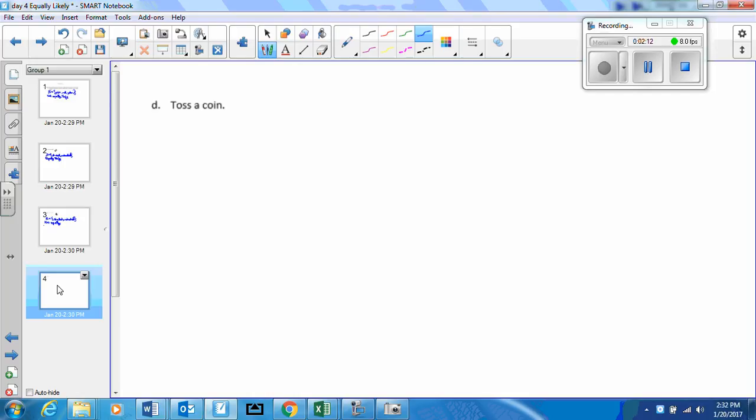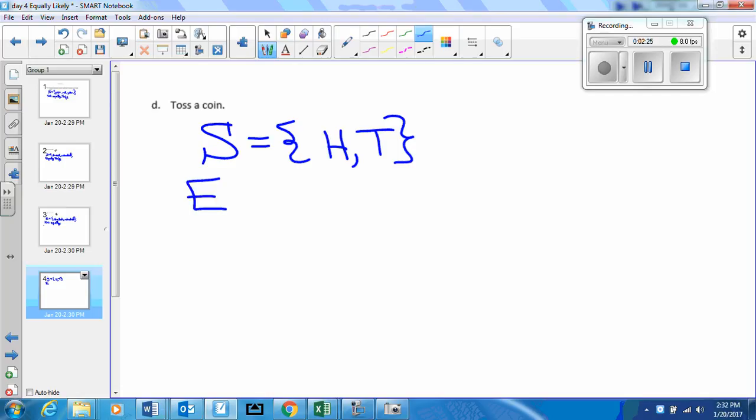Looking at part D, tossing a coin. Our sample space, or our outcomes, when you toss a coin, are either getting heads or tails. And as long as the coin is a fair coin, these would be equally likely. They have the same probability of happening. So equally likely in this case.